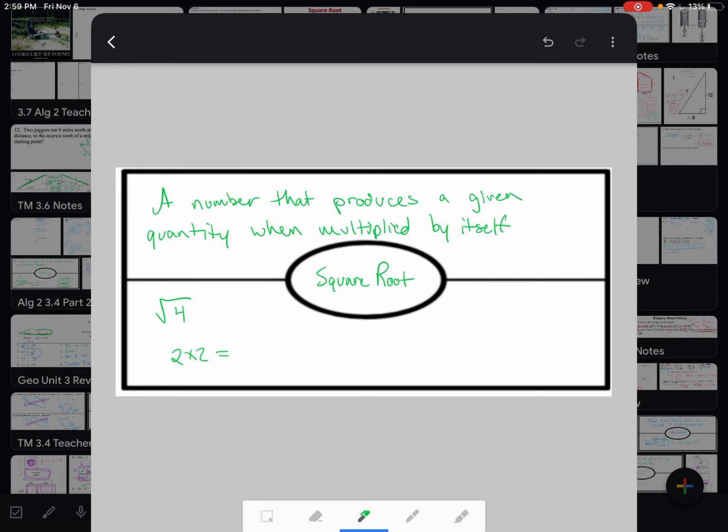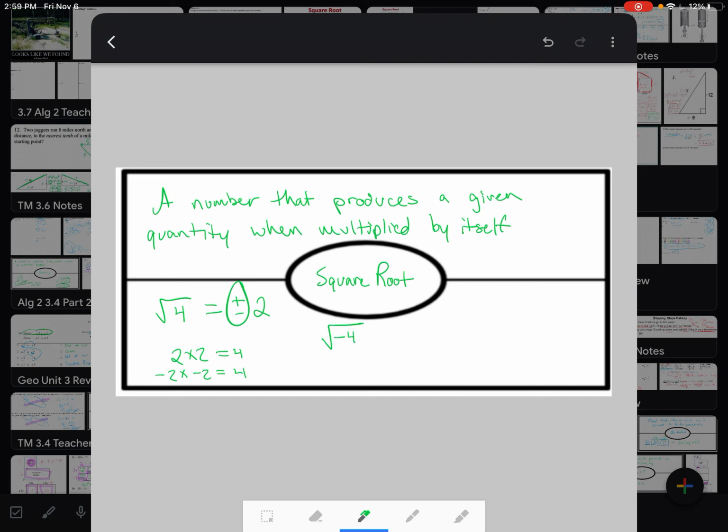We actually kind of talked about this already, but if we have something like the square root of 4, well, we know that 2 times 2, so 2 times itself, equals 4. We also know that negative 2 times negative 2 gives us positive 4 as well. So the answer to this is actually both positive and negative 2. So you'll notice this, all square roots have both positive and negative answers, so that is an important thing to remember.